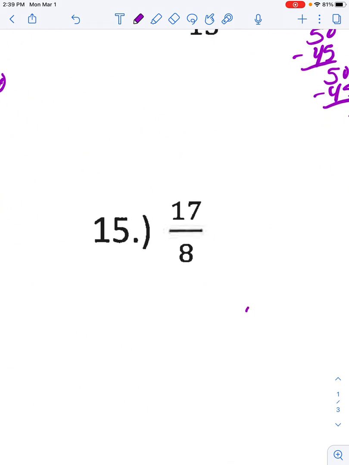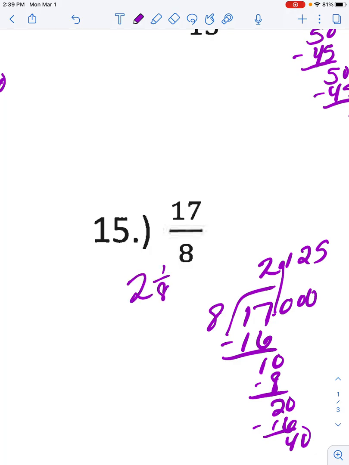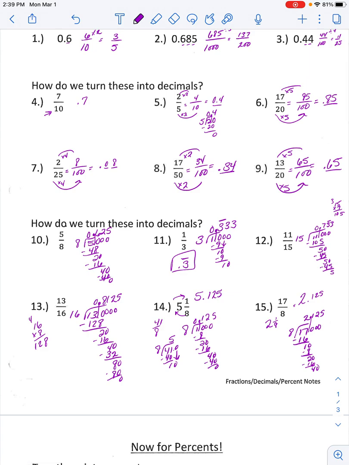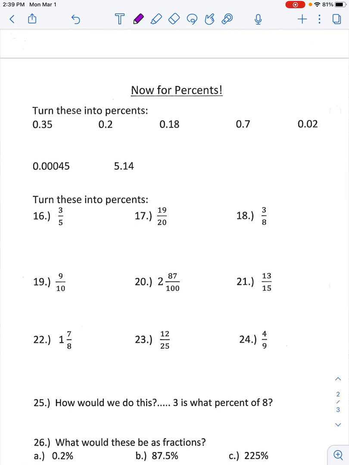17/8, you've got options. You can do 17 divided by 8 to get 2 and 125 thousandths, or turn that 17/8 into a mixed number, 2 and 1/8, and then do 2 is 1 whole, and then 1/8 we know is 0.125. Hopefully those are review. Moving on to the next page.